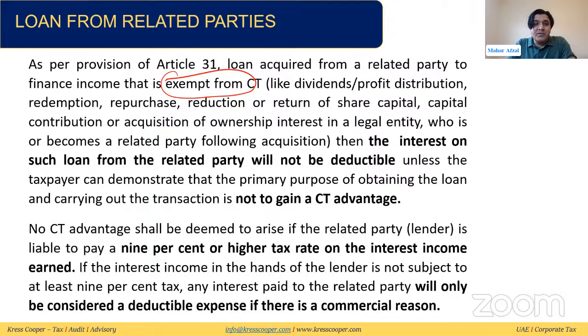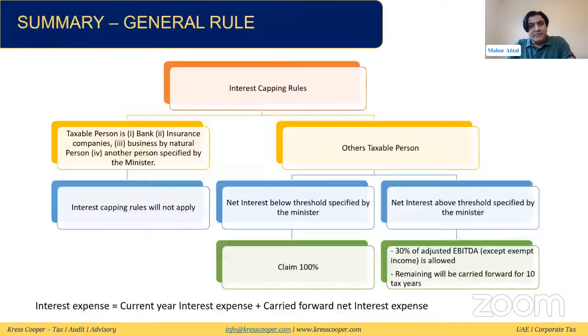Then the interest on such a loan from the related party will not be deductible unless the taxpayer can demonstrate that the primary purpose of obtaining the loan and carrying out the transaction is not to gain a corporate tax advantage. But then they said, no corporate tax advantage shall be deemed to arise if the related party lender is liable to pay 9% or higher tax on the interest income earned. If the interest income in the hands of the lender is not subject to at least 9%, then any interest paid to the related party will only be considered deductible if there is a commercial reason for this.